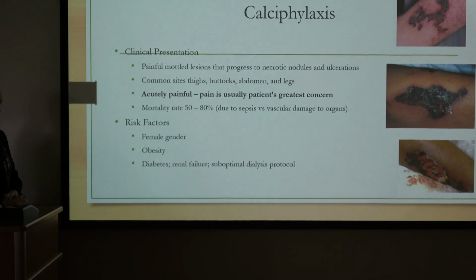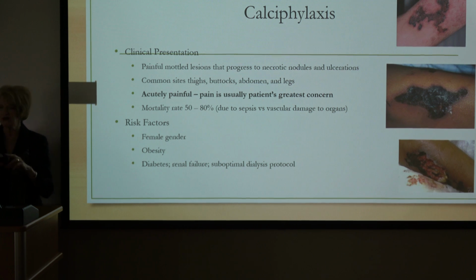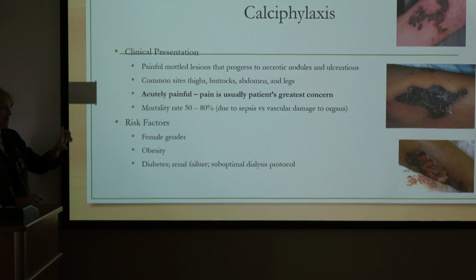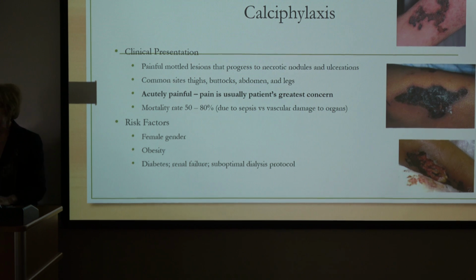What does calciphylaxis look like? How do these lesions present? They typically start as painful mottled lesions. So if you look at the slide on top, I think you can see some mottling right around the edges of these necrotic wounds, because those mottled painful lesions progress to necrotic nodules and ulcerations. And it usually involves areas where there's a lot of soft tissue, fatty tissue. So you'll see it on the lower extremities. You can also see it on the breast. You can see it on the abdomen. You can see it in the buttocks.